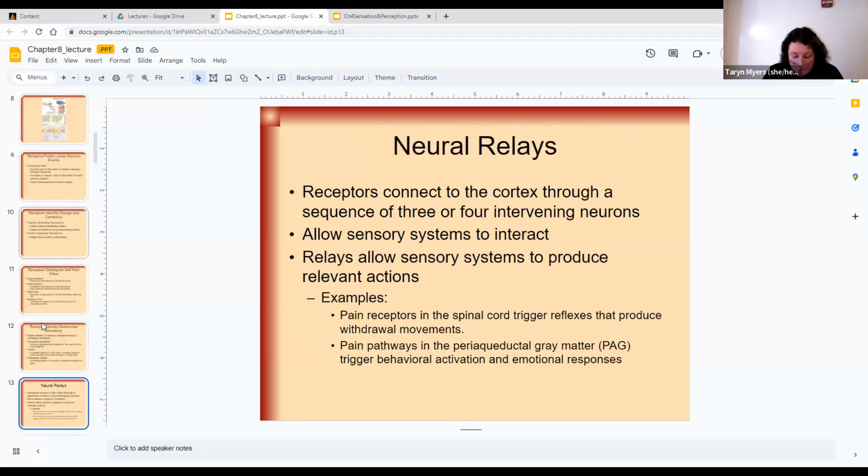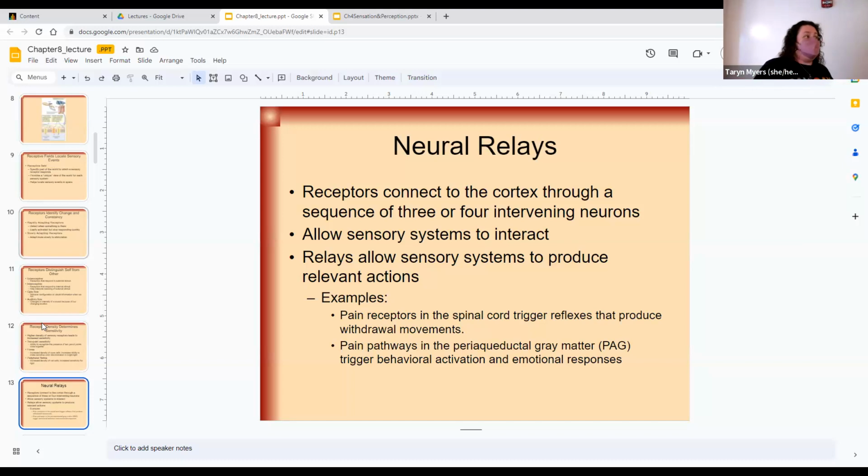All right, and the neural relays are receptors that connect to the cortex through a sequence of 3 or 4 intervening neurons. So oftentimes, the nerve from my foot isn't going to directly connect to my brain, right? That's not practical. So we're going to have other neurons in between, and maybe even other neurons in between within the brain itself once it gets up there.